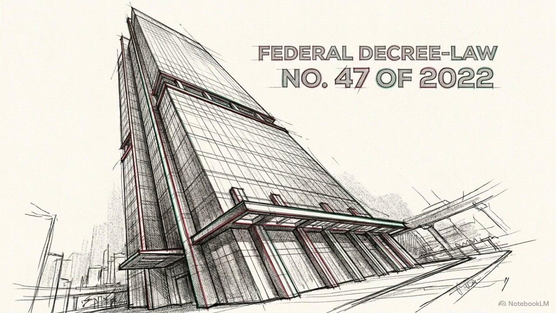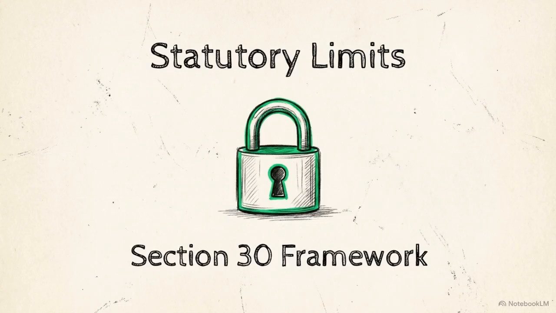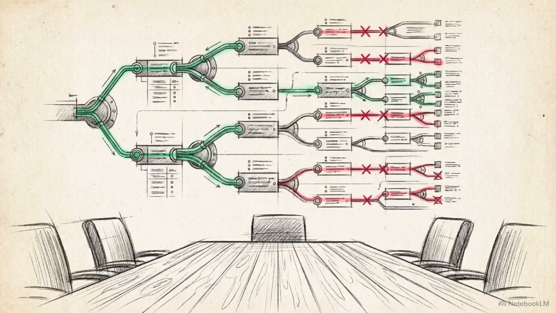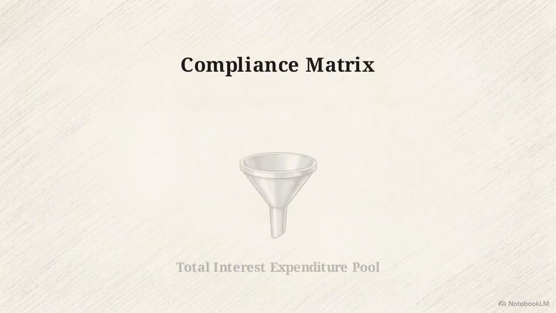The UAE has implemented this global standard directly into its corporate tax law. Article 30 introduces a general interest deduction limitation rule, and Article 31 applies a strict, specific interest limitation rule. Because these rules interact, evaluating a corporate capital structure requires building a precise decision matrix to separate legitimate commercial financing from artificial profit shifting. This flowchart represents our compliance matrix.